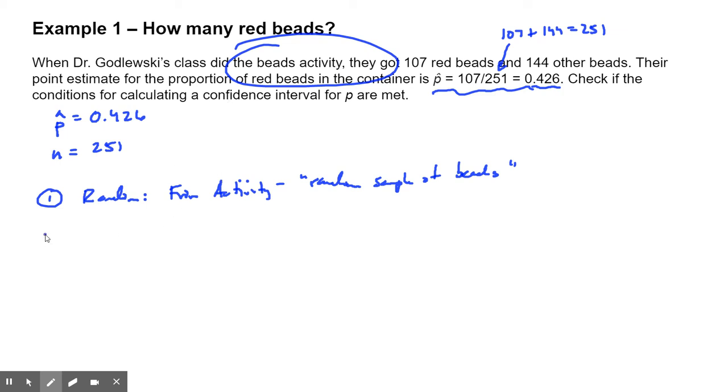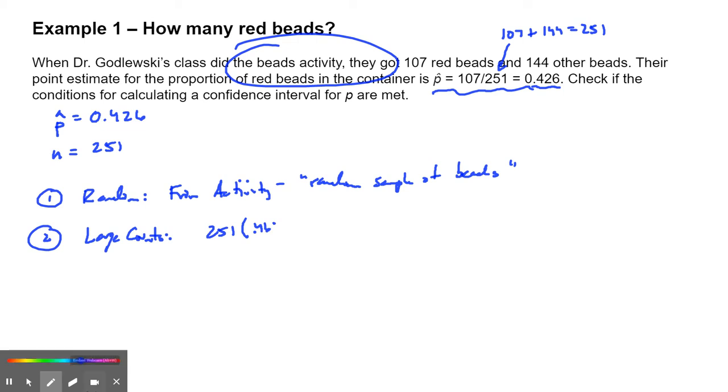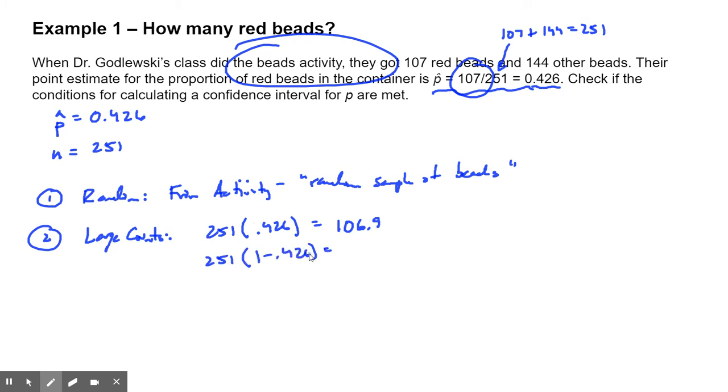All right, and then number 2 is the large counts condition. So here's where we do our n times p hat, 251 times 0.426. I'm in a backwards mode right now. And I got 106.9. That's fine, 107 is fine. Again, it should be the number of red beads. And then we do n times 1 minus p hat, and I got 144.1, or 144. Again, remember that these two numbers should add to your 251.